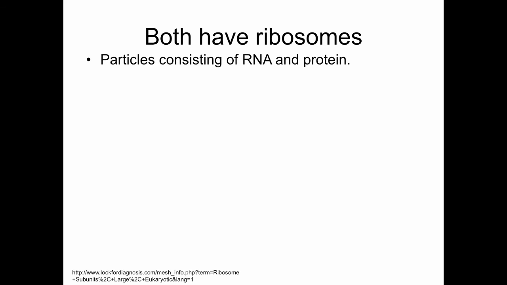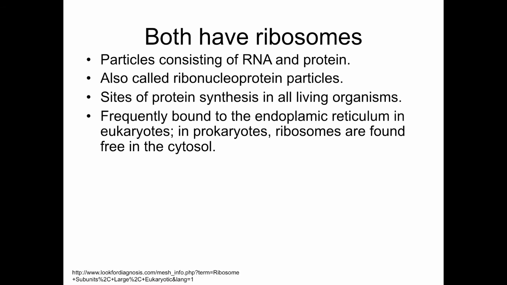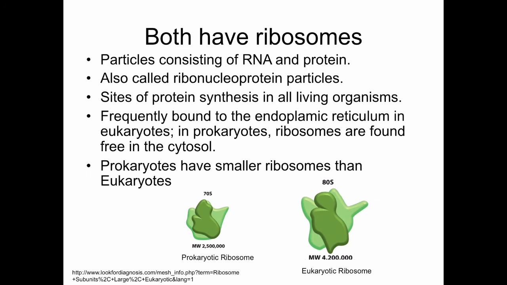Both eukaryotic cells and prokaryotic cells have ribosomes. Ribosomes consist of RNA and proteins, which is also why they're called ribonucleoprotein particles. Ribosomes are the sites of protein synthesis in all living organisms. In eukaryotes, ribosomes are frequently bound to the endoplasmic reticulum, while in prokaryotes, ribosomes are usually found free in the cytosol. Prokaryotes have smaller ribosomes than eukaryotes.